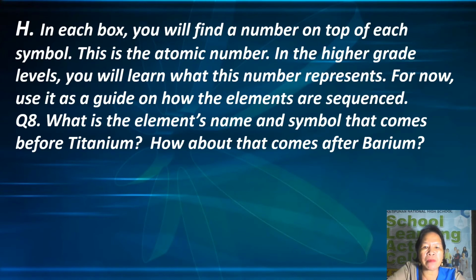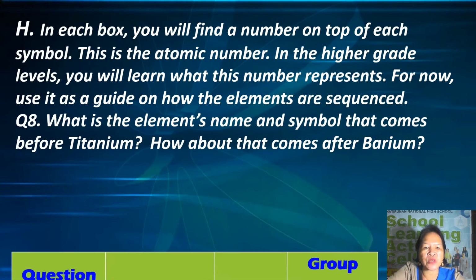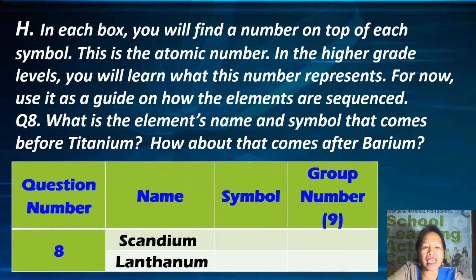So what is the element's name and symbol that comes before titanium? How about that comes after barium? Okay, let us try to see. Now, why is it that the element coming before titanium is scandium? It's because if you look at the periodic table, scandium is found below. It belongs to another group, or group number 3.